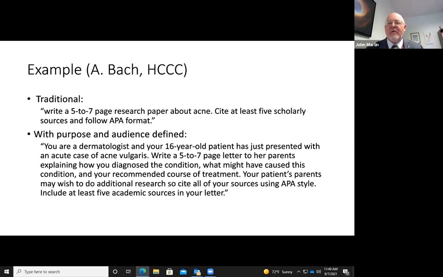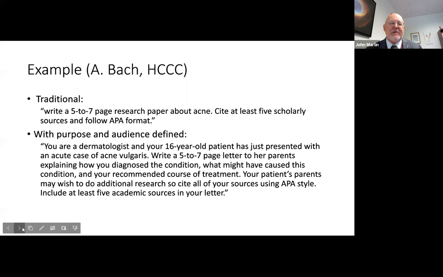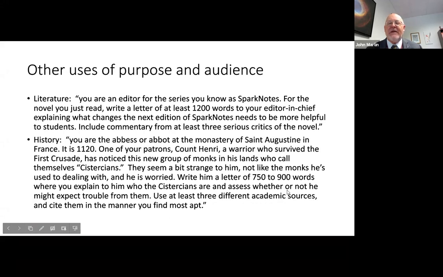Anyway, what I'd like to do, because we're running a little short, let me just show you really quick a couple of other assignments that I've seen people use that have involved purpose and audience in different topics. So here's one that I think came out pretty well in a literature class. You're an editor for the series you know as SparkNotes. What student doesn't know SparkNotes, right? For the novel you just read, write a letter of at least 1,200 words to your editor-in-chief explaining what changes the next edition of SparkNotes needs to be more helpful to students.